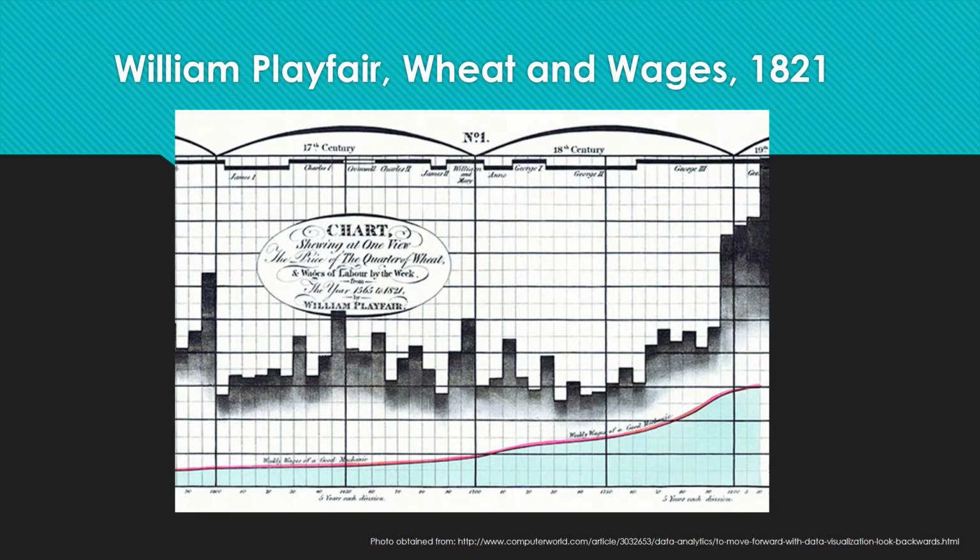This next one is called William Playfair's Wheat and Wages Chart, and it is an example of one of the very first used bar charts. It's pretty easy to understand. It just shows the changing prices of wheat over time. But this one's pretty significant because if you think about how often bar charts are used today, it had to start somewhere, and William Playfair did that for us.